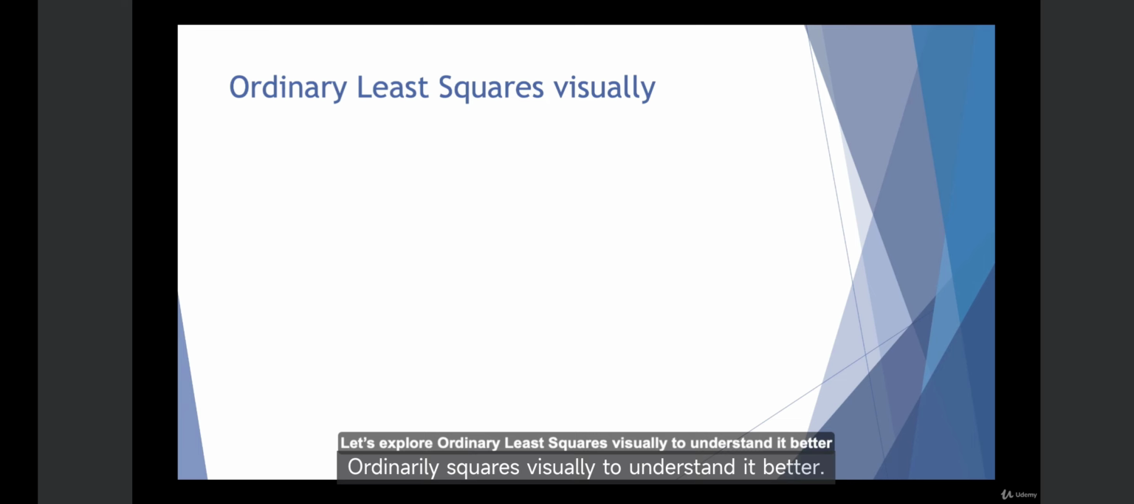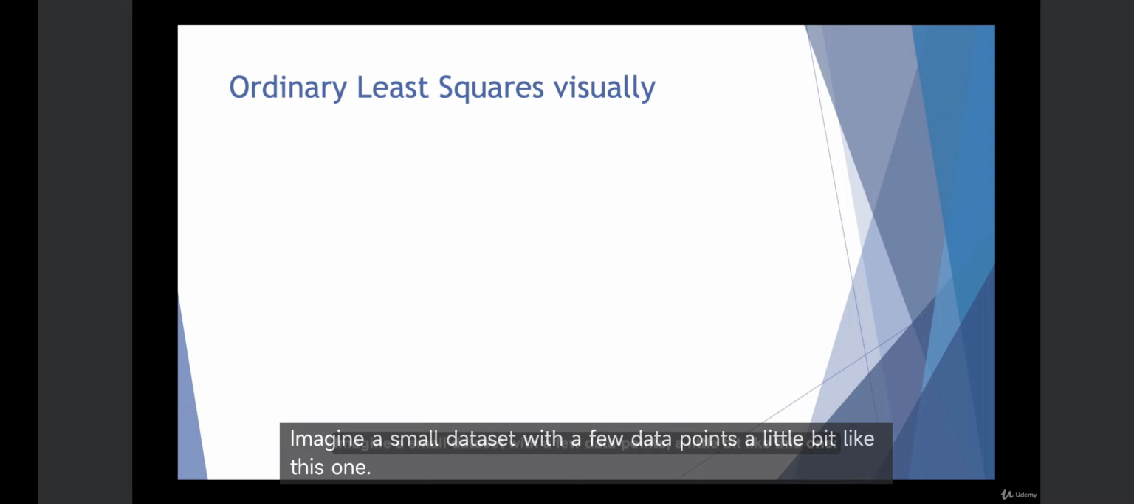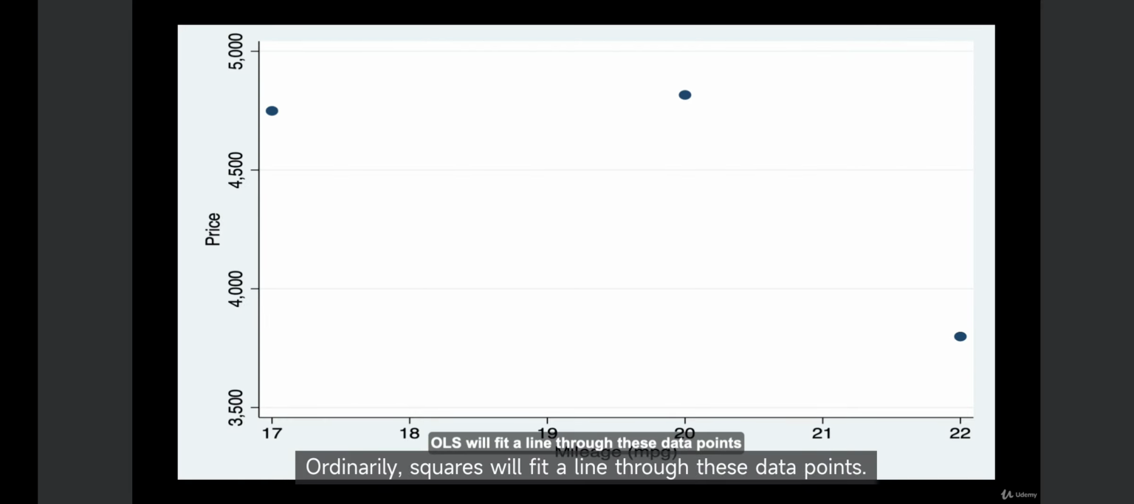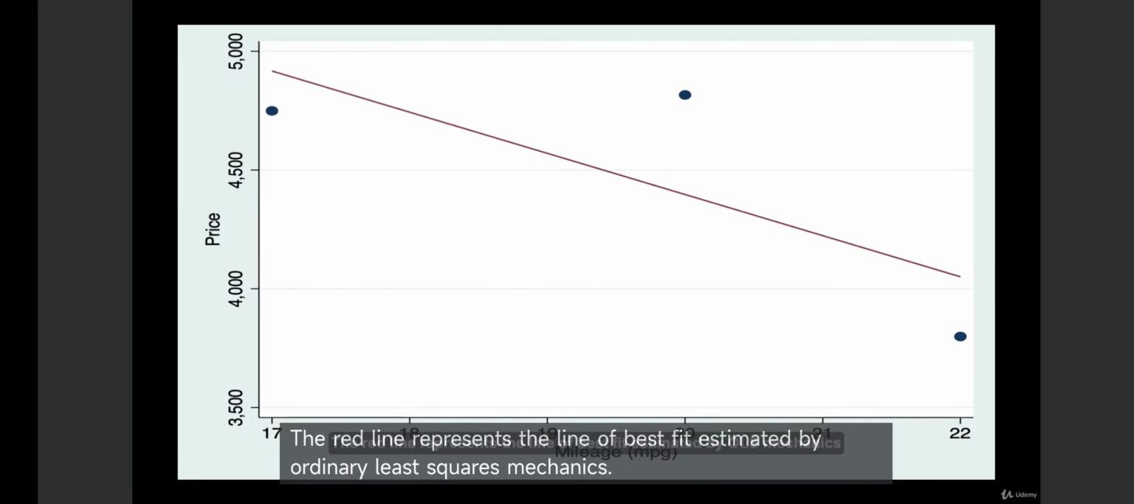Ordinary least squares visually to understand it better. Imagine a small data set with a few data points, a little bit like this one. Ordinary least squares will fit a line through these data points. This line may be linear, but it can also be non-linear. Let's go with a linear example. The red line represents the line of best fit estimated by ordinary least squares mechanics.